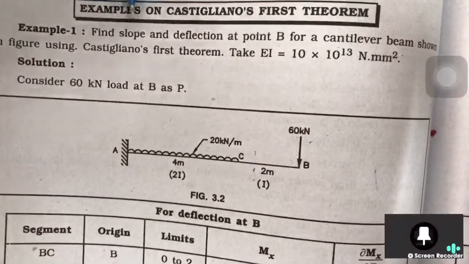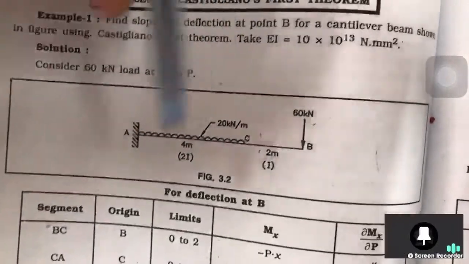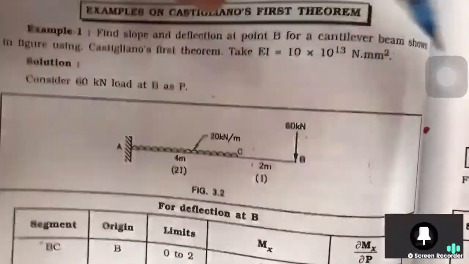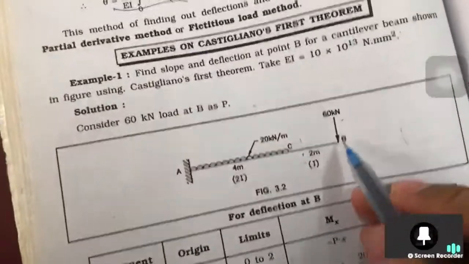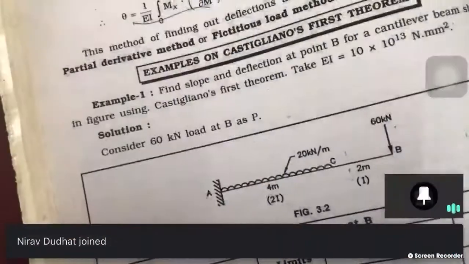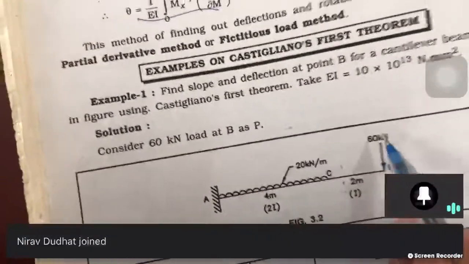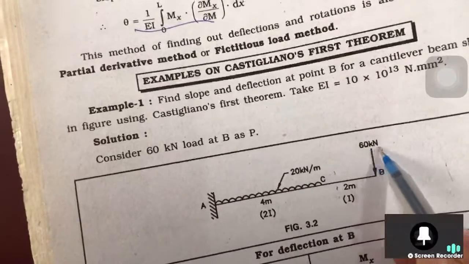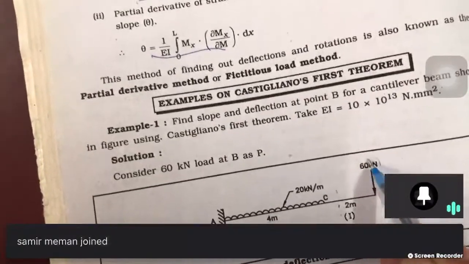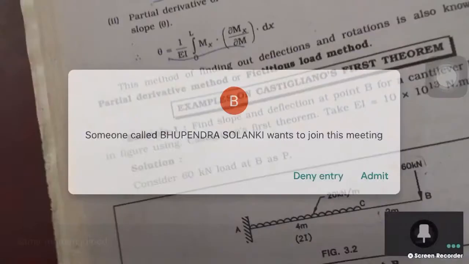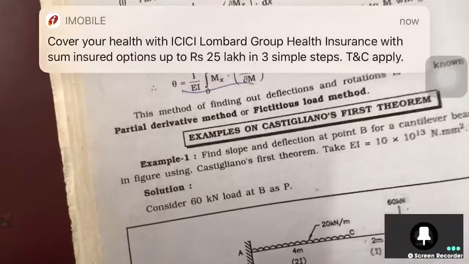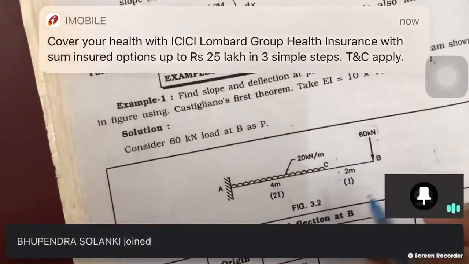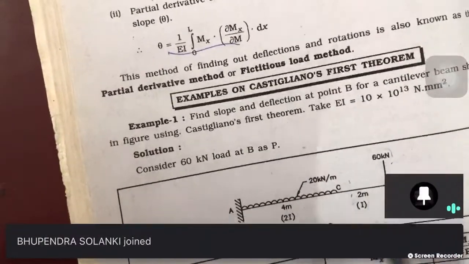Now, last time when I solved this numerical, I told you that this figure would be given. As you can see, there is a point load at point B, and there is a UDL at 4 meters from the left hand side. It is a cantilever beam. It is said that you need to find the slope and deflection at point B.